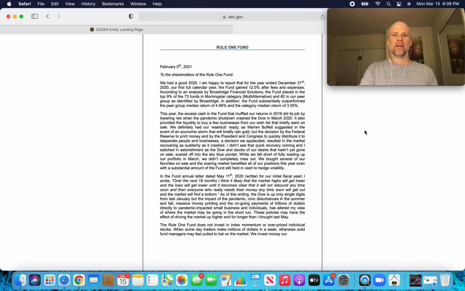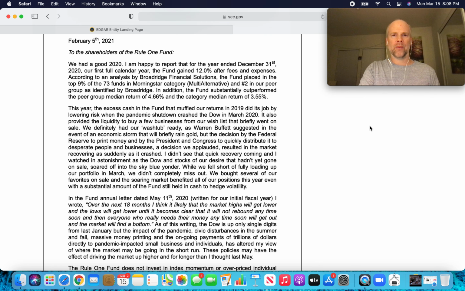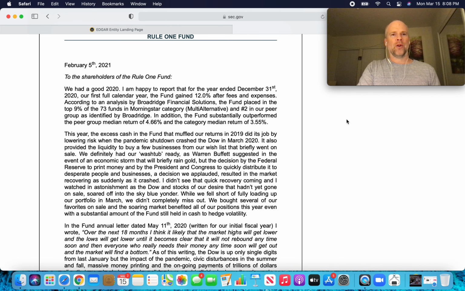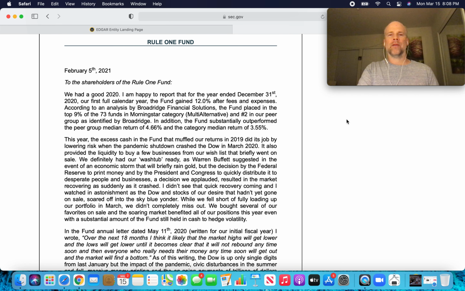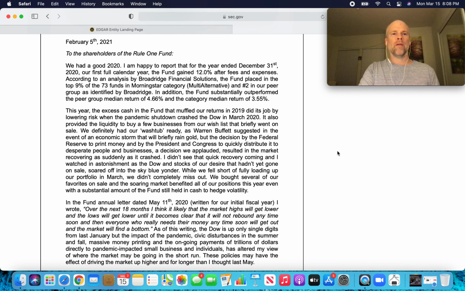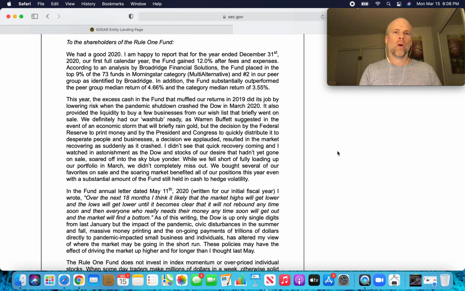So let's dive into the actual letter. I'm gonna try to blow this up a little bit for you guys. You can see it was written on February 5th, so a little more than a month ago. To the shareholders of the Rule 1 Fund, we had a good 2020. I'm happy to report that for the year ended December 31st, 2020, our first full calendar year, the fund gained 12% after fees and expenses.